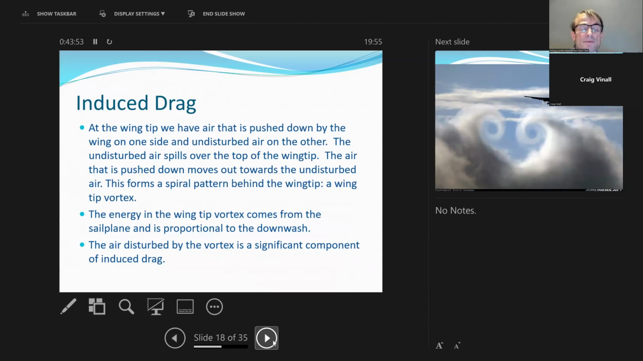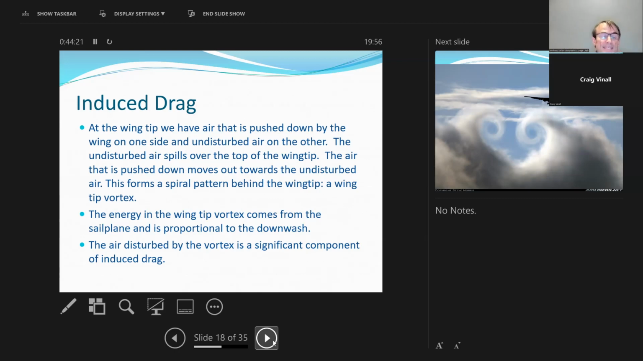At the wingtip, we have something funny going on. We have the air that is behind, that has gone over the wing, being pushed down. The air that's outside the wing is effectively undisturbed, and it tries to move up and spill over the top of the wing. The air that's under the wing tries to move out, and you end up getting a spiral pattern behind the wingtip. This is what we call a wingtip vortex.